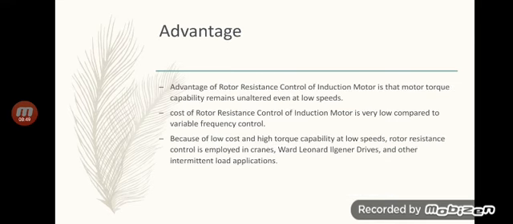An advantage of rotor resistance control of an induction motor is that the motor torque capability remains unaltered even at low speed. The cost of rotor resistance control is very low compared to variable frequency control. Because of low cost and high torque capability at low speed, rotor resistance control is employed in cranes and other intermittent load applications.